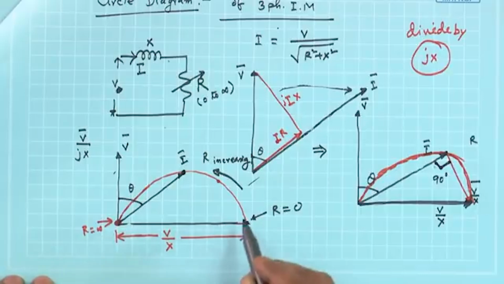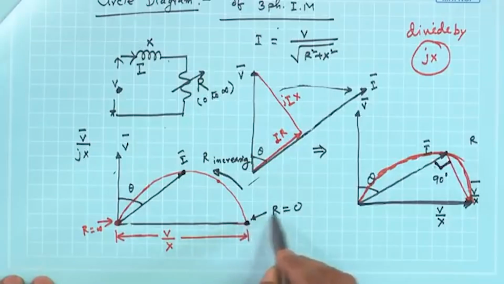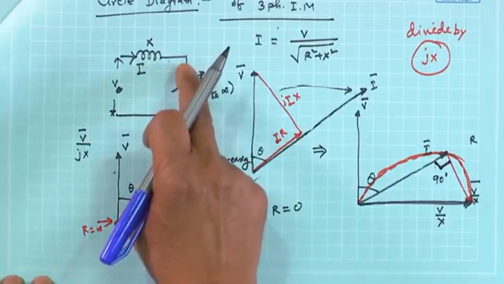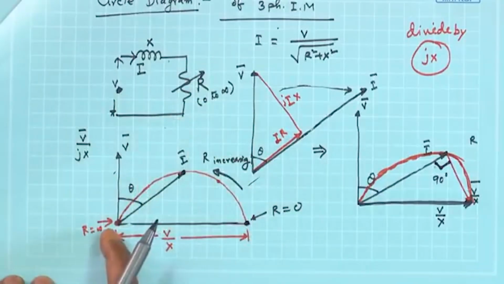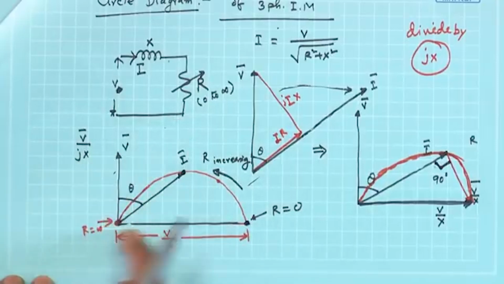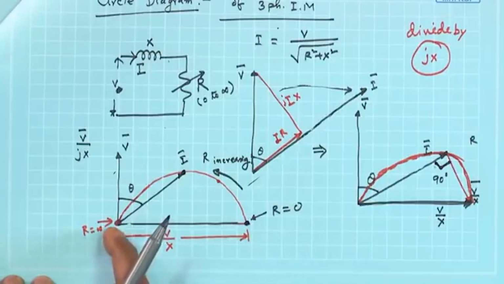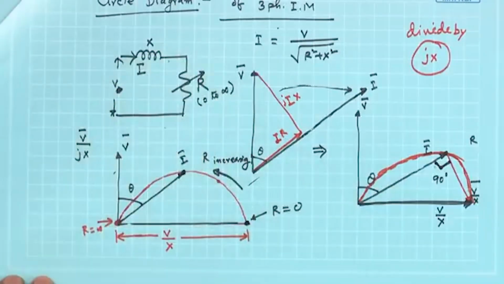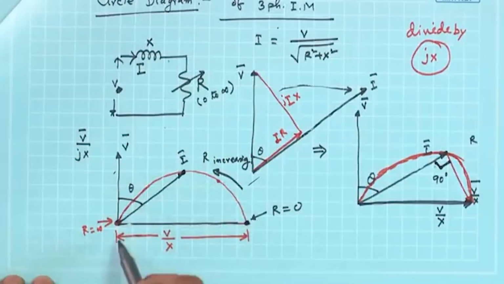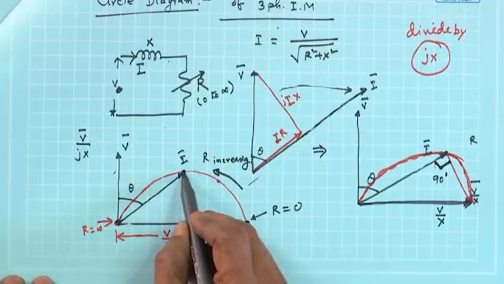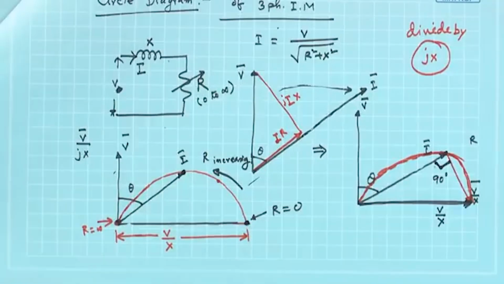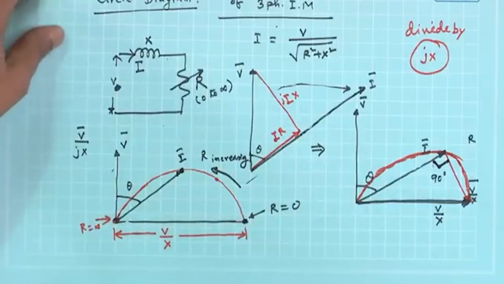Also note that this point is r equal to 0, because if r equal to 0, that is shorted, current will be V by x lagging V by 90 degree. And this point is r equal to infinity, when impedance of the circuit will be infinitely large and current drawn will be 0. So this will be the locus, and this is the position of the tip of the current phasor for a finite value of r in between 0 to infinity, and this we have established.